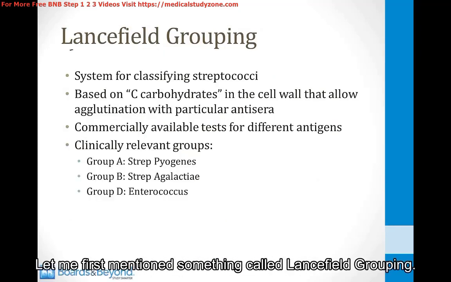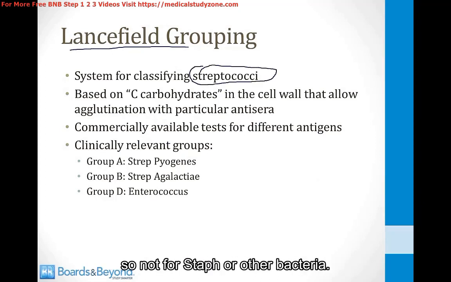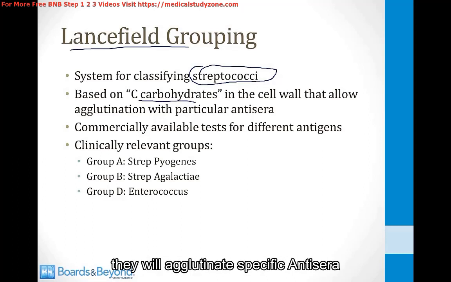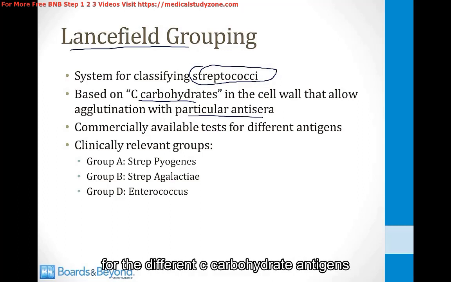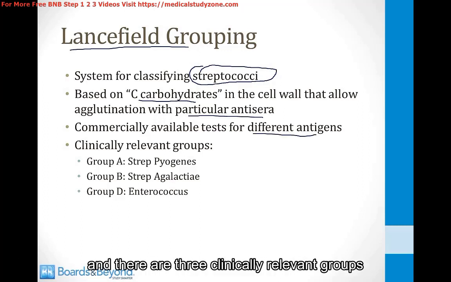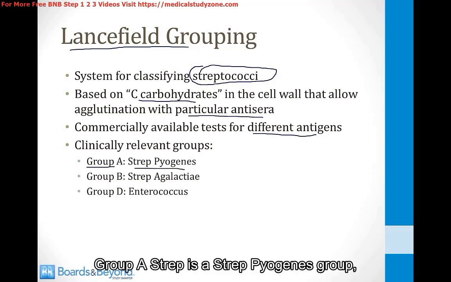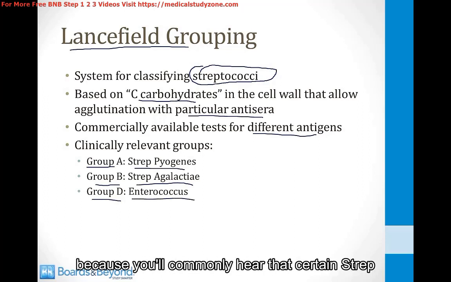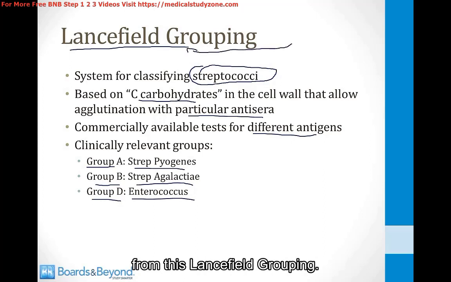Let me first mention something called Lancefield grouping. This is a system for classifying only streptococci, so not for staph or other bacteria. It's based on C carbohydrates that are found in the cell wall of streptococci, and when these are present, they will agglutinate specific antisera for that C carbohydrate. There are lots of commercially available tests for the different C carbohydrate antigens, and there are three clinically relevant groups to the practice of medicine. Group A strep is the strep pyogenes group, Group B is strep agalactiae, and Group D includes Enterococcus. I mention this now because you'll commonly hear that certain strep are Group A, Group B, or Group D, and you should know that they come from this Lancefield grouping.